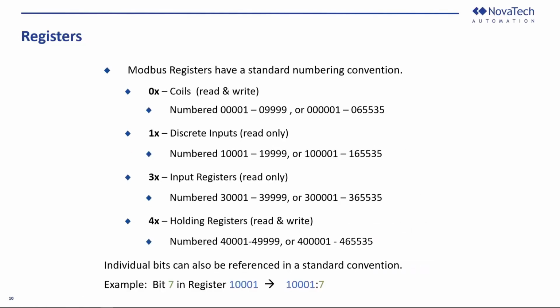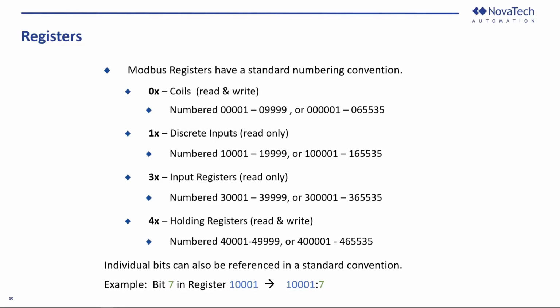There's a standard Modbus register numbering convention. According to the standard, 0x are coils. You can read a coil, you can write a coil. If you've done PLC programming, you'll know what a coil is. It's basically like the coil of a relay.